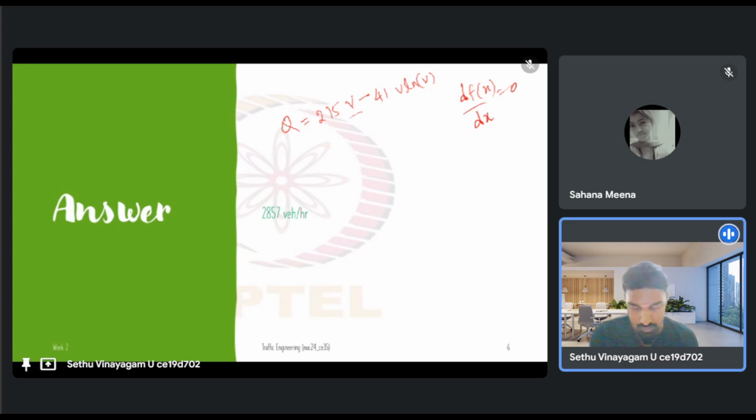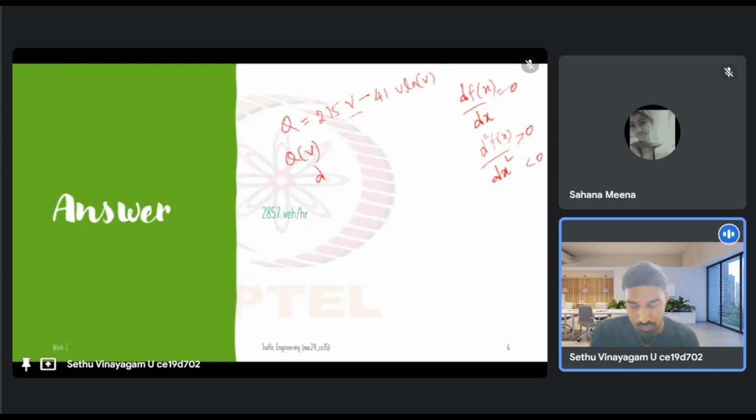To double check whether it's the maximum or the minimum, you find the second derivative, d squared f of x by dx square. If this is greater than 0, it means that it is a minimum point, and if it is less than 0, that particular point is the maximum point. So that's how you find the maximum or the minimum of a function. Here, f of x is nothing but q of v, so q as a function of v is what is given to us.